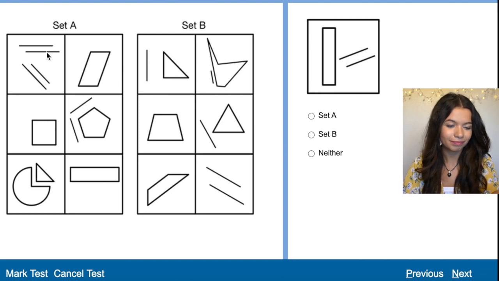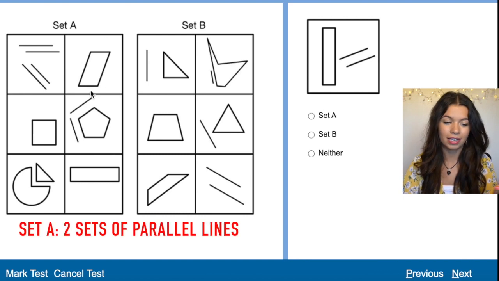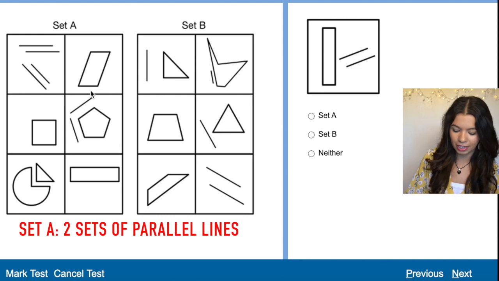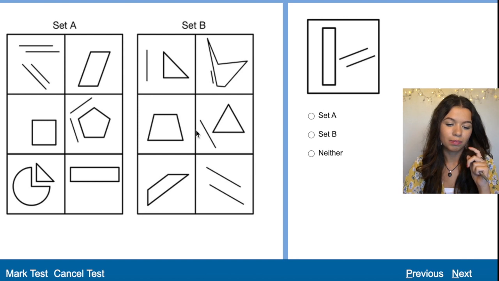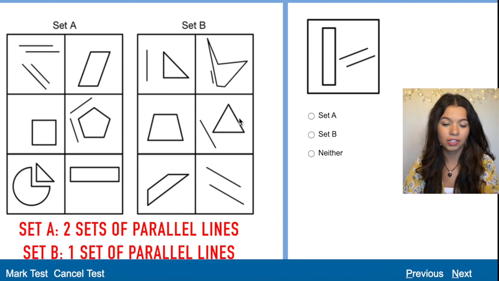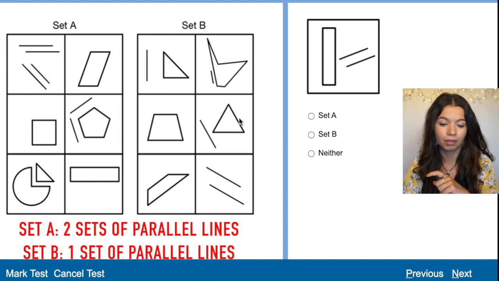So in set A, could this be a pattern? So 2 sets of parallel lines, yes, yes, yes, here and here. Rectangle, yes, here and here, yes, and here. Yeah, so set A, the pattern is 2 sets of parallel lines. I'm just going to write it down so that I don't forget. With set B, again, this would be the simplest box, which is one set of parallel lines. I'm just going to double check that it works out in all the other boxes. So yes. Okay, yes. So set A is 2 sets of parallel lines, set B is 1 set of parallel lines.